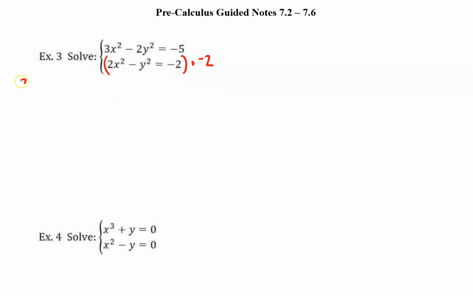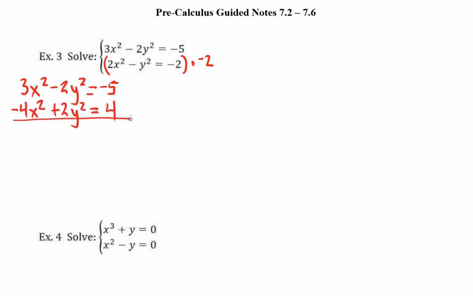I'm going to end up with 3x squared minus 2y squared is equal to negative 5. And then I'm going to have negative 4x squared plus 2y squared. And then I'm going to multiply those, I'm going to get a positive 4. And once we do that, we get rid of these. This becomes negative x squared is equal to negative 1. So x squared must equal 1.